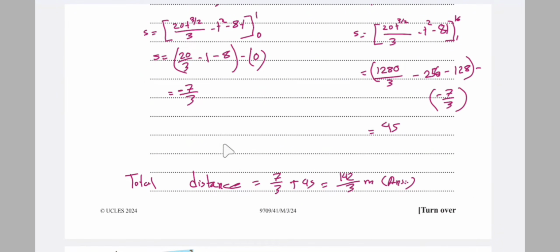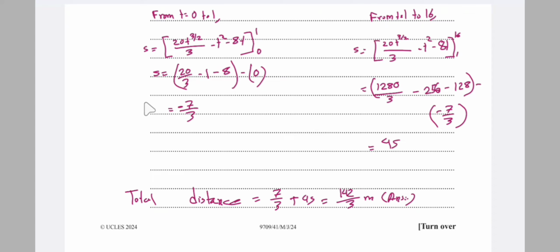So what is the total distance? Since these are displacements, the displacement can be negative, but the distance values are always positive. So we have to take the positive value of this value plus the positive value of this value. So this is the total distance.